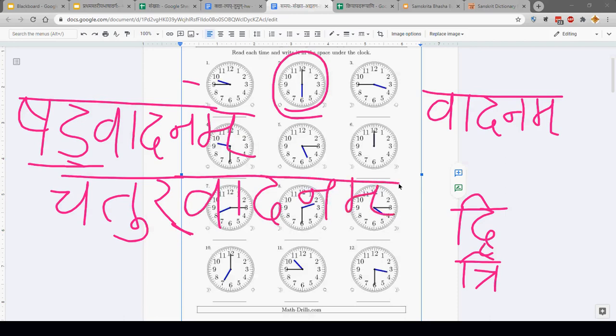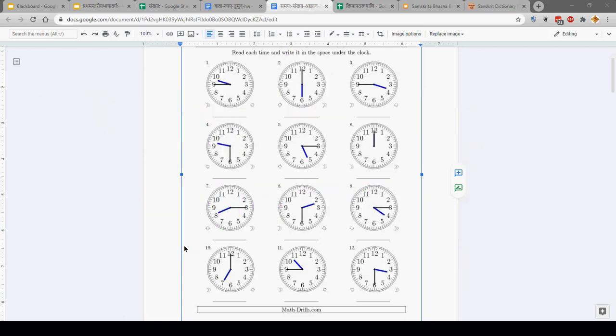Then after that, the words are simple. The first four are a little bit different; the root word is different. Eka, Dvi, Tri, Chatur. Then after that it is simple. Pancha is Pancha only. Panchavadanam. Similarly, Shadvadanam, Saptavadanam, Ashtavadanam, Navavadanam, Dashavadanam, Ekadashavadanam, 11 o'clock.